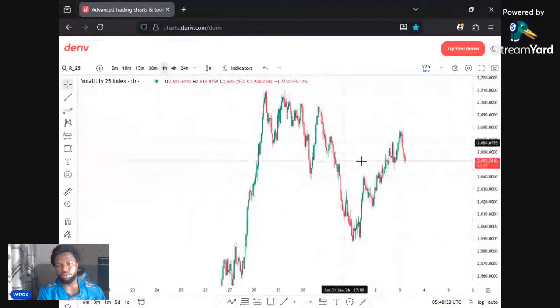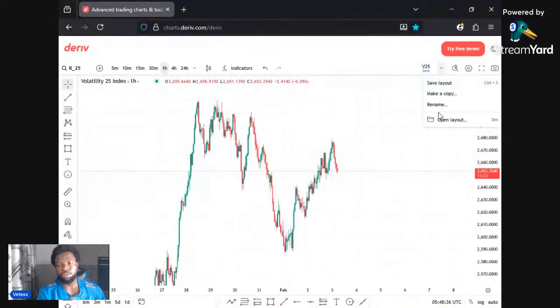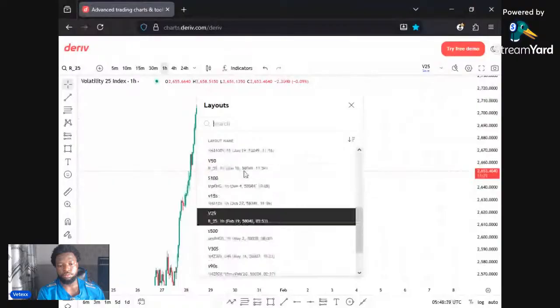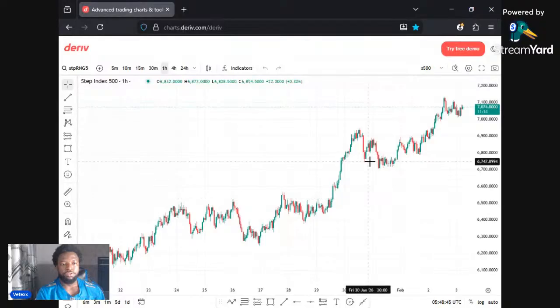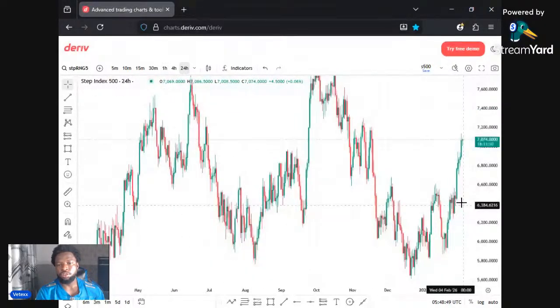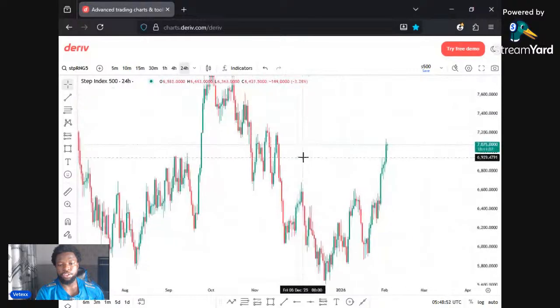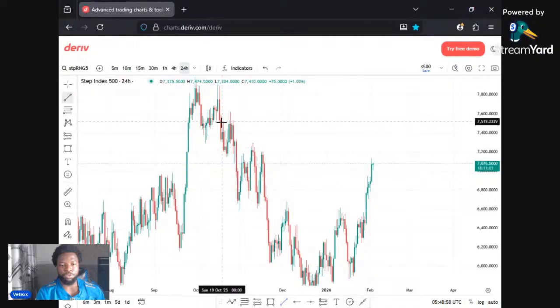Nothing is happening on the 1 hour at the moment. We don't have anything on the 1 hour. So let's check the next pair, which is the 500. The 500 is bearish on the weekly and is giving us another bearish. It's trying to tap into a 24-hour point of interest, which is this.